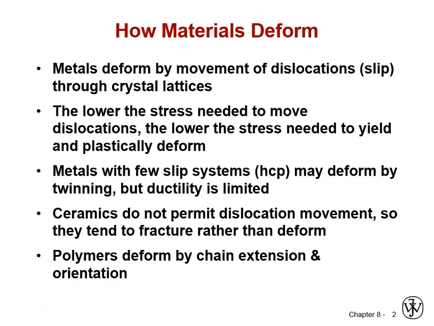So how do materials deform? If you remember anything from our defects section, you should be raising your hand and saying, well, if you're a metal, it's by dislocation movement, which is absolutely right. And the lower the stress needed to move a dislocation, the lower the stress needed to yield and plastically deform. So if dislocations move easily in your material and you have a crystalline material, your yield stress will be lower. So that 2% offset yield will come at a much, much lower stress than in something where a dislocation requires more stress to move. They're totally analogous.